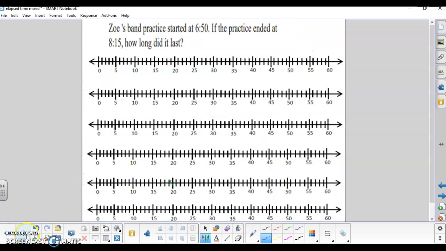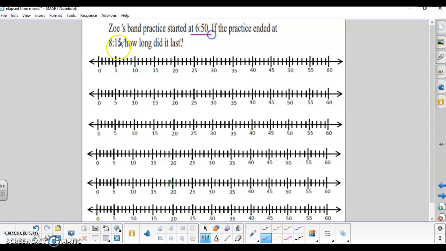All right, let's look at another one. Zoe's band practice started at 6:50. If the practice ended at 8:15, how long did it last? So this one gives us 2 times. When it gives us 2 times, it's asking us to tell how long something was, which is our elapsed time, which is in minutes and hours.